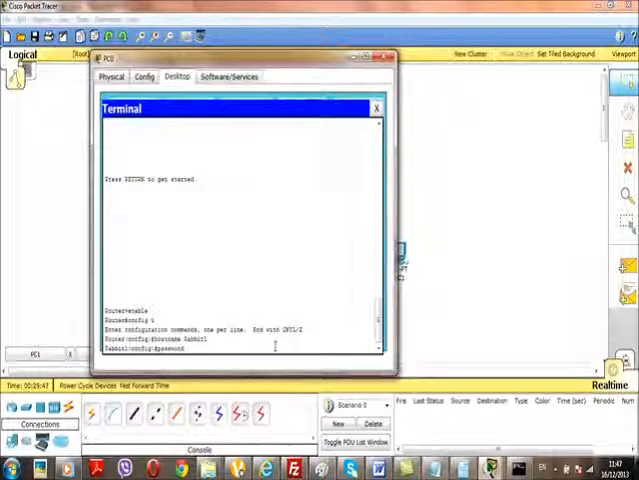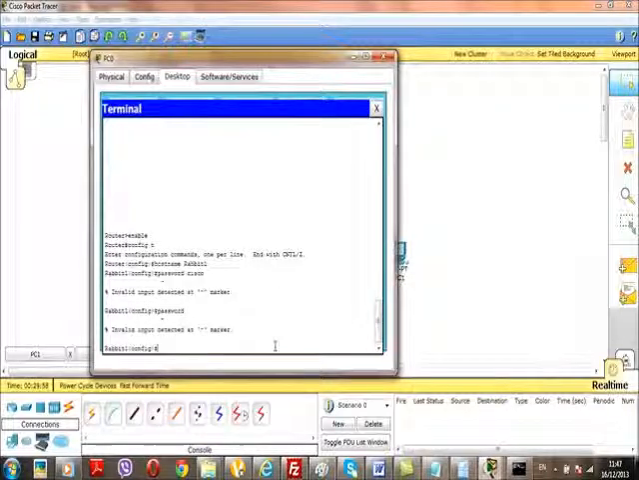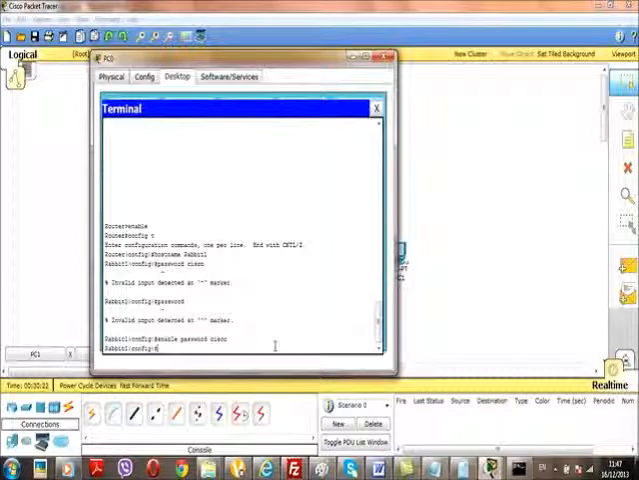Password, call it Cisco, and it doesn't like it. Let's have a look. Enable password. Here we go. That was a mistake. Cisco. Okay, we've done it. Enable password is Cisco, so we've done that as well. It's password protected.